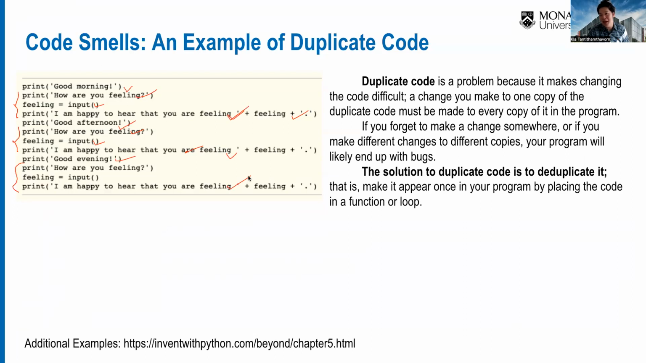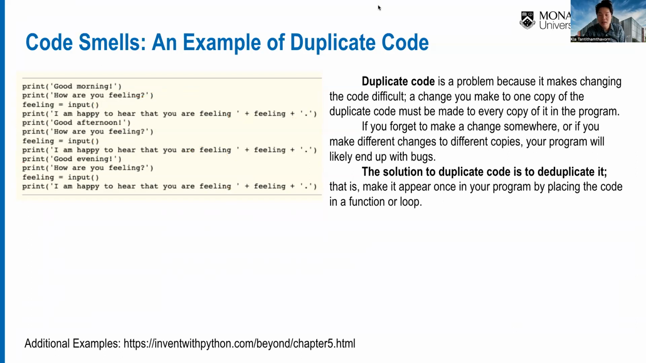We need to work smart, not work hard, right? So that's why this kind of issue is called duplicated code. Duplicate code is a problem because it makes changing the code very difficult. A change you make to one copy of the duplicate code must be made to every copy of it in the program. So if you forget something, the code will be wrong. I don't know whether you have such experience in assignment one or not, and I hope that you don't copy and paste, right?